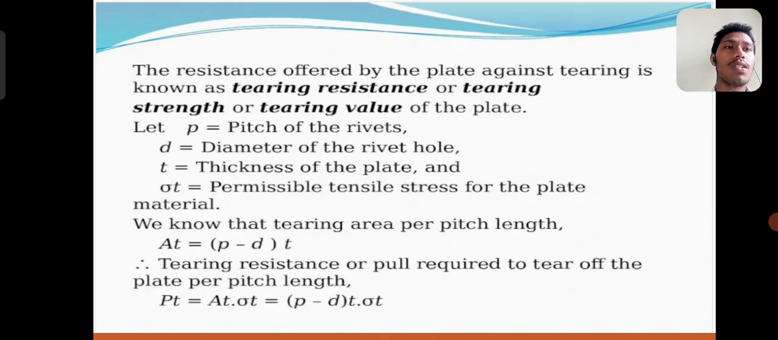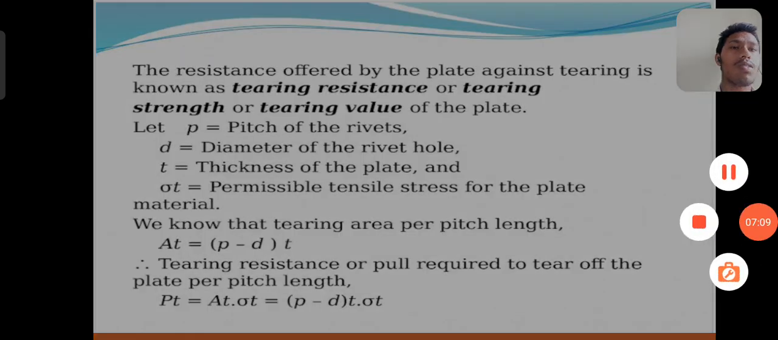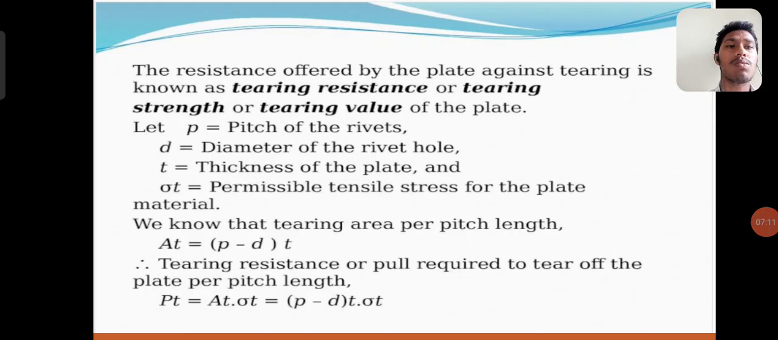The resistance offered by the plate against tearing is known as the tearing resistance, tearing strength, or tearing value, in which tearing occurs when we apply a certain amount of tensile force in the plate. We can observe a tearing resistance or tearing value by producing some tension on it, where p is the pitch of the rivet, d is the diameter of the rivet hole, t is the thickness of the plate, and sigma t is the permissible tensile stress for the plate material.